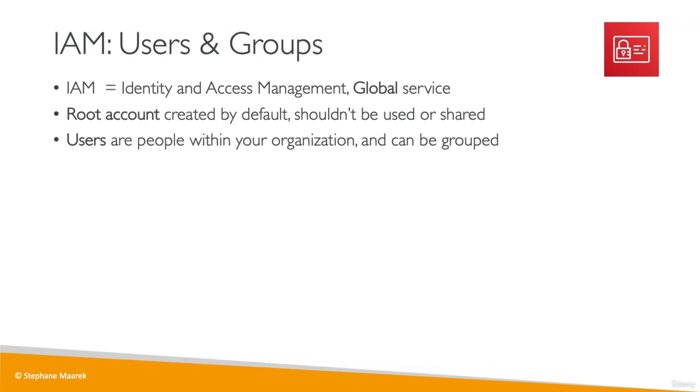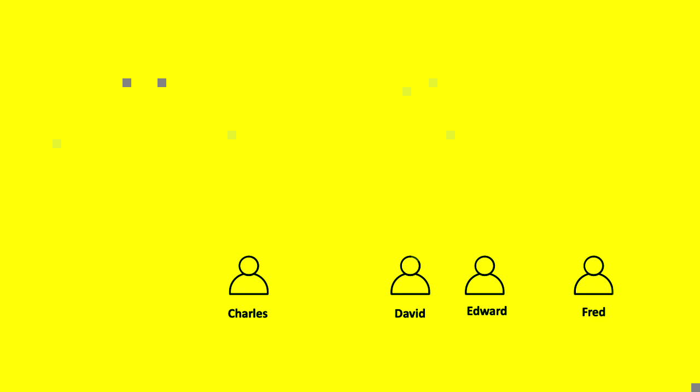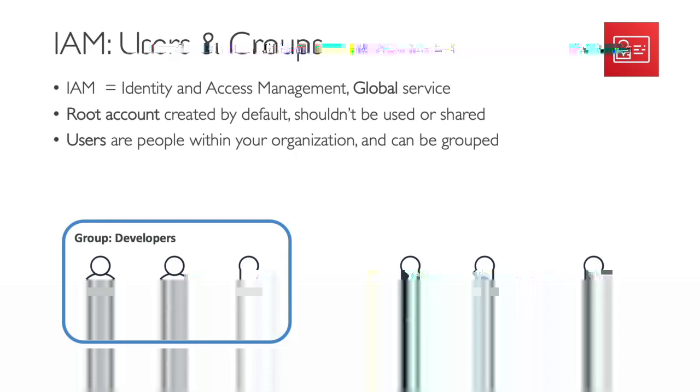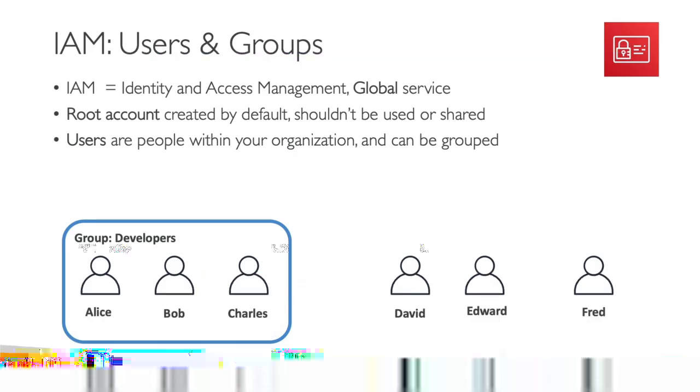So you will create users in IAM, and one user represents one person within your organization. And the users can be grouped together if it makes sense. So let's take an example. We have an organization with 6 people: Alice, Bob, Charles, David, Edward, and Fred. All these people are in your organization. Now, Alice, Bob, and Charles work together. They're all developers. So we're going to create a group called developers, regrouping Alice, Bob, and Charles.